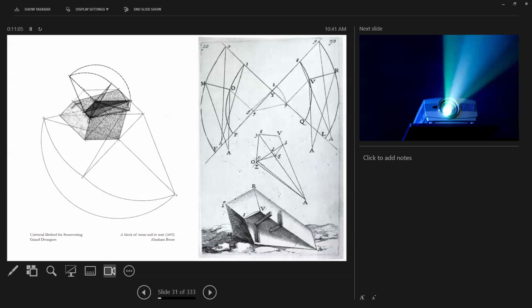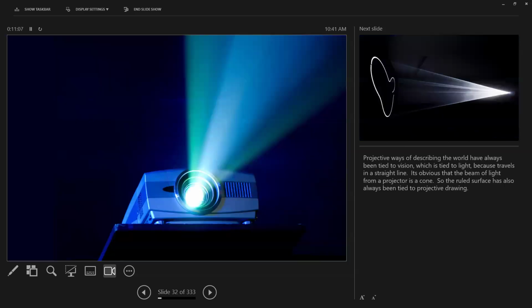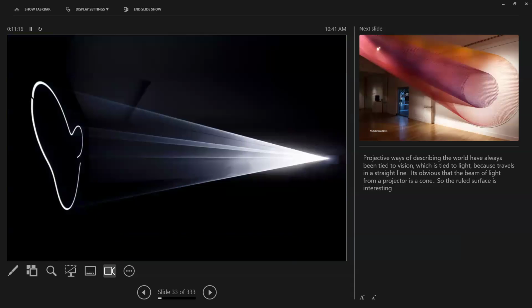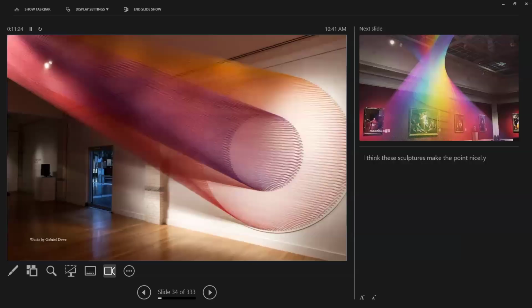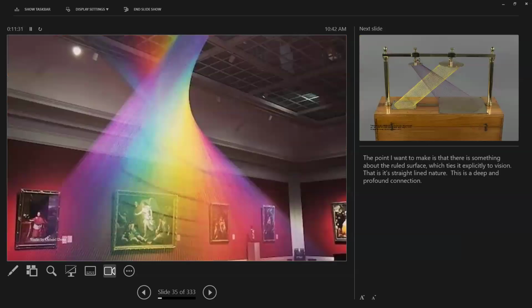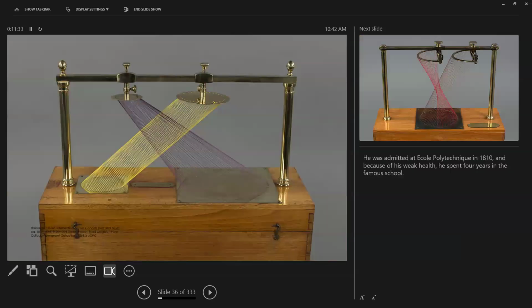But I think implicit in those techniques is this idea of projection as something that is tied to vision, and vision being tied to light, and light, because it travels in straight lines, being tied to linear surfaces, conic surfaces, and ruled surfaces. And so there's an alternate history also beginning with Monge that really is about the origin of studying the ruled surface.